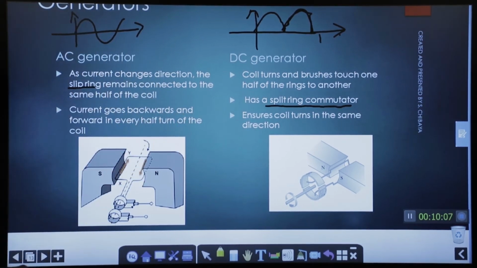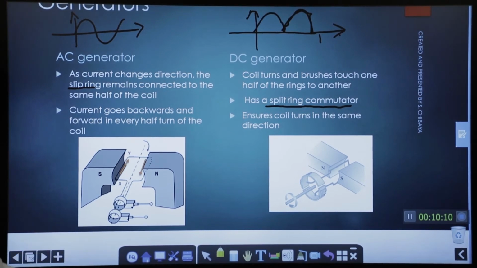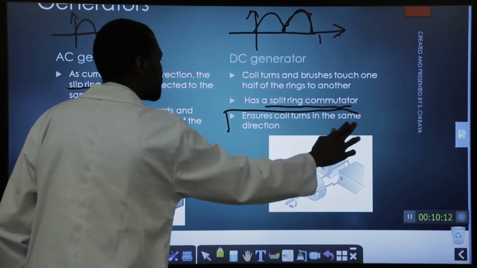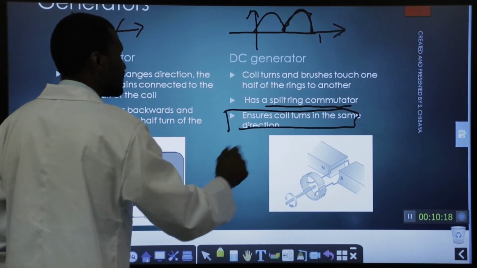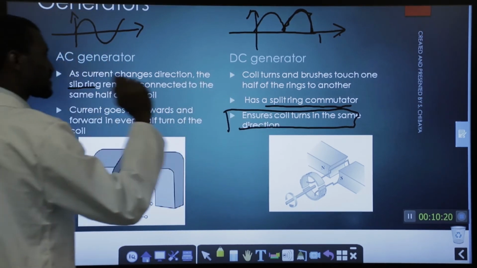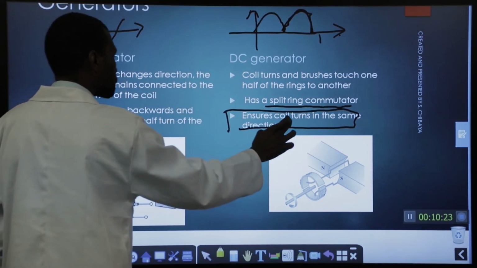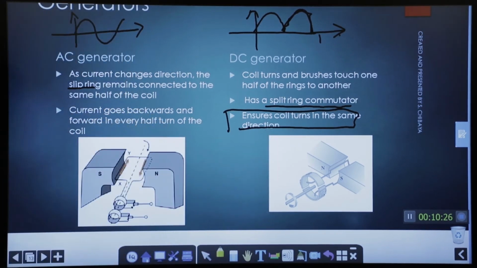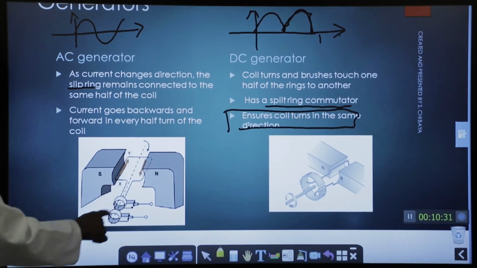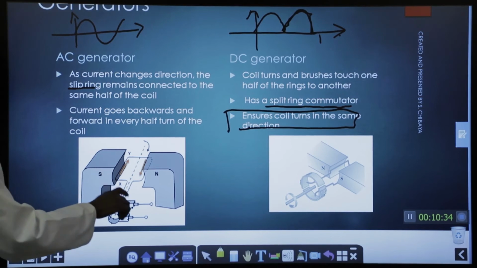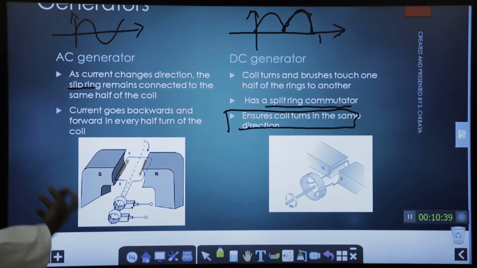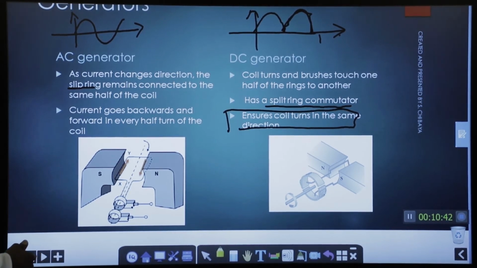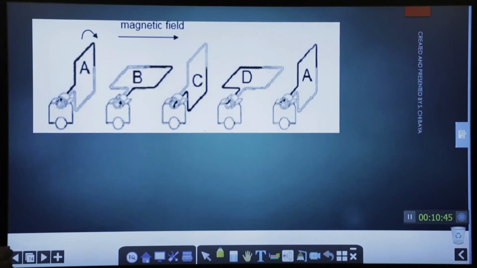So this ensures that the coil turns in the same direction, okay? In fact, this ensures that we got current. If it's a generator, this ensures that current moves in the same direction. That's a generator. This part will be for your motor. We'll talk about the motor a little bit later on. All right, so that indicates what's happening within this situation. We can actually tell what will be the direction of the current, what will be the direction of the magnetic field, all right? And we'll look at those examples.